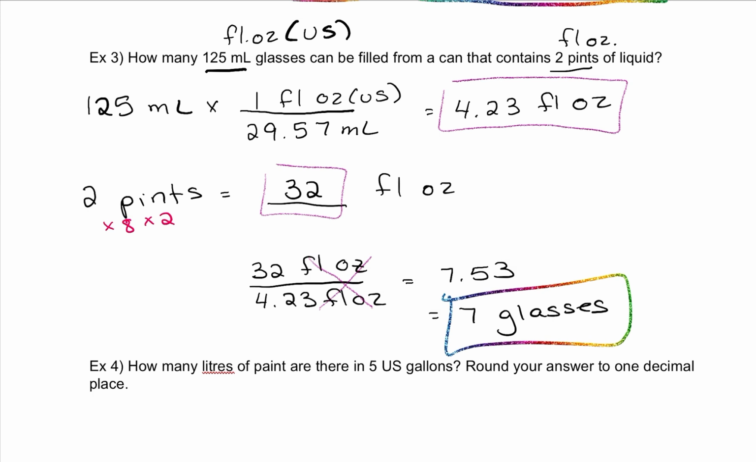So like I said, there are different ways you could do this question. You could have taken the 4.23 fluid ounces and just converted it to pints, and then you would have been comparing that answer to the 2 pints given in the question. It's just a different method. So if you're interested, you could try it. You should get the same answer.